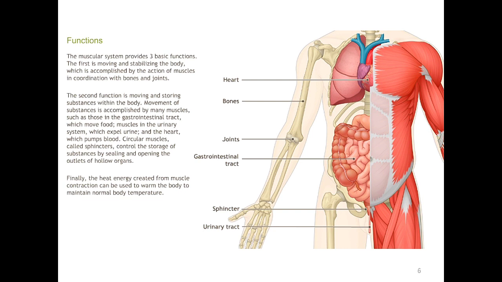Now, finally, heat production is also a role of muscles. As you know, whenever muscles contract, they produce heat, and this heat is used to warm our body in order to normalize temperature. This function is mostly seen in winters whenever our body temperature is decreasing. So we shiver in order to produce heat to warm our body and maintain our body temperature.